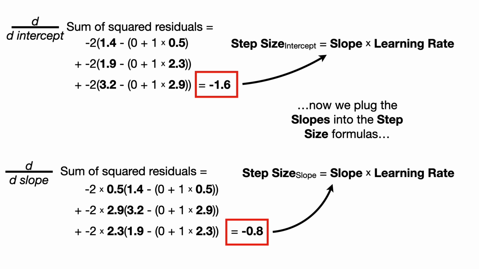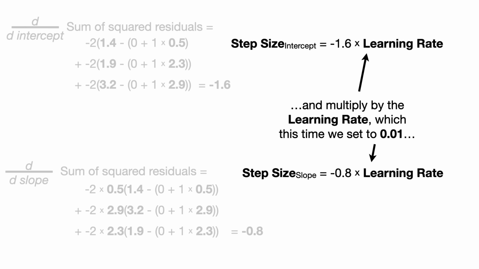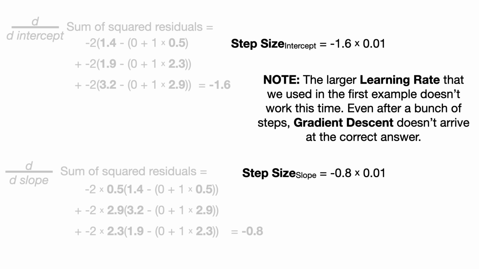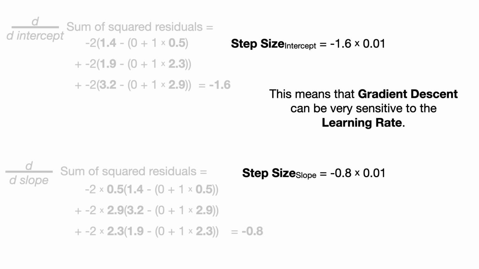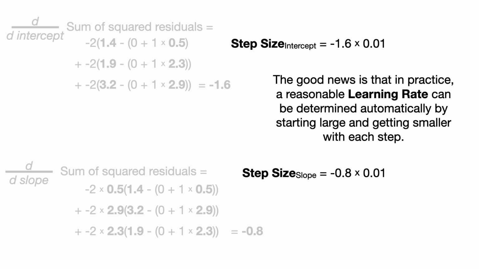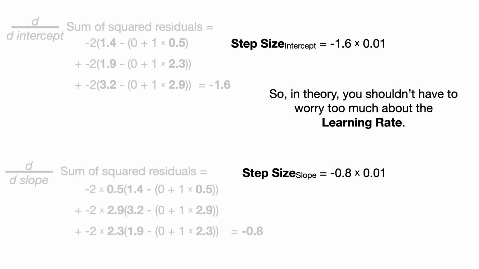Now we plug the slopes into the step size formulas and multiply by the learning rate, which this time we set to 0.01. Note, the larger learning rate that we used in the first example doesn't work this time. Even after a bunch of steps, gradient descent doesn't arrive at the correct answer. This means that gradient descent can be very sensitive to the learning rate. The good news is that in practice, a reasonable learning rate can be determined automatically by starting large and getting smaller with each step. So, in theory, you shouldn't have to worry too much about the learning rate.